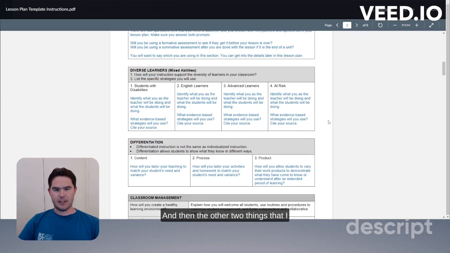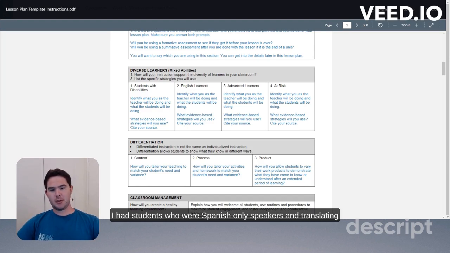And then the other two things that I find really difficult are actually right here on page 2, right next to each other. So diverse learners and mixed abilities. I ran into this issue a lot last year where I had students who were Spanish only speakers, and translating a lot of my lessons into Spanish took a lot of time, but it's necessary because it's the only way that they can interact with the information.